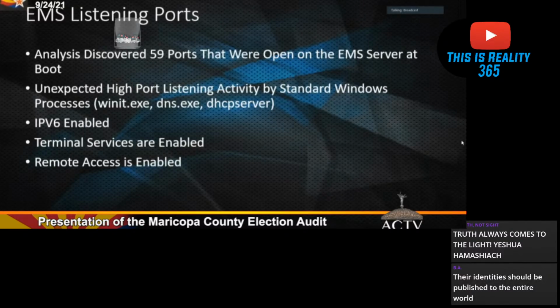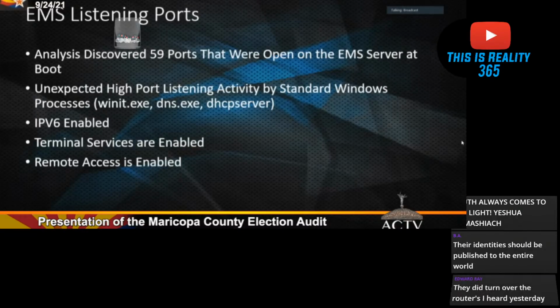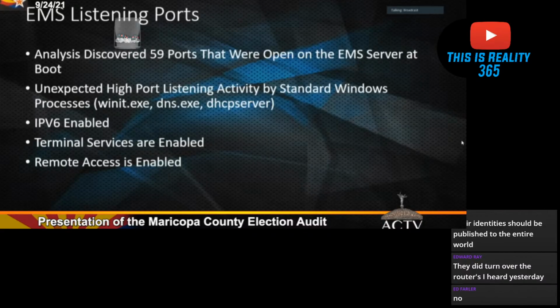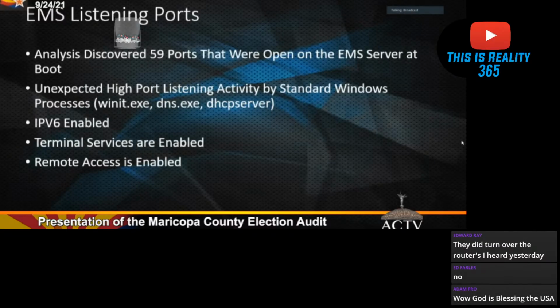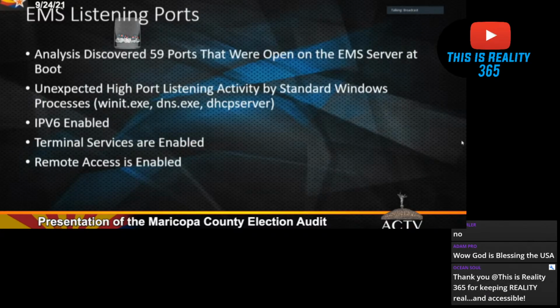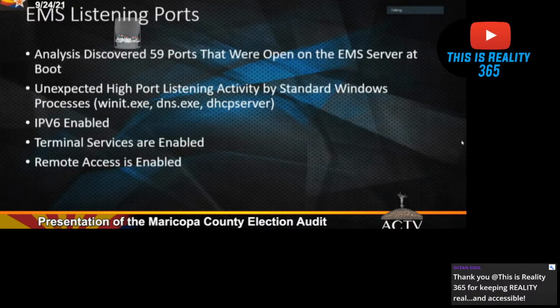And while most of these things were what I would have expected, there were some unexpected high port activity specific to the WinExe, which controls your accesses and your logons, and your DNS, which controls your domain name service. So if you go and you type in yahoo.com, the computer will use the DNS service to actually determine which IP that is so that you can connect. And then the DHCP server.